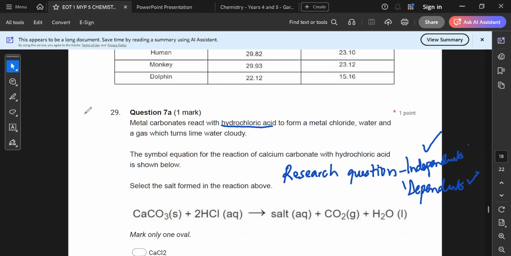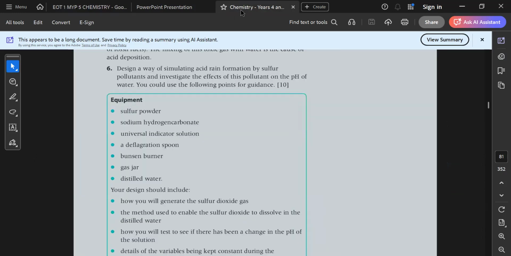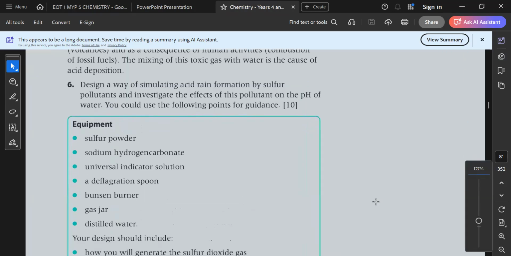Let me show you an example. Let's try out this together. It also calls for reading the stem. Without reading the stem, you are going nowhere. All right, we have a number here. Question 6. It says, design, make it bigger for us to see it well. Design a way of simulating acid rain formation by sulfur pollutants and investigate the effects of these pollutants on the pH of water.